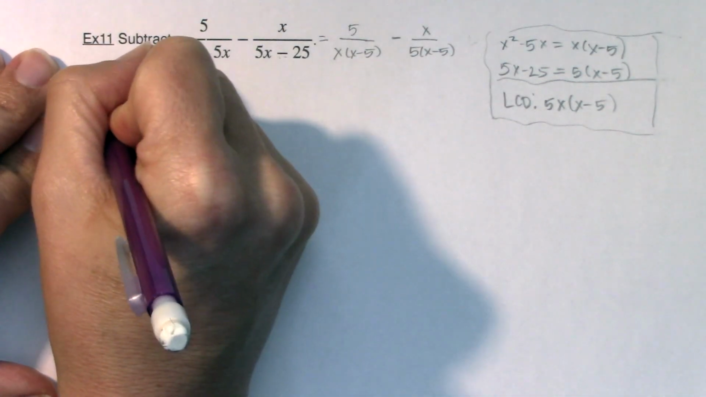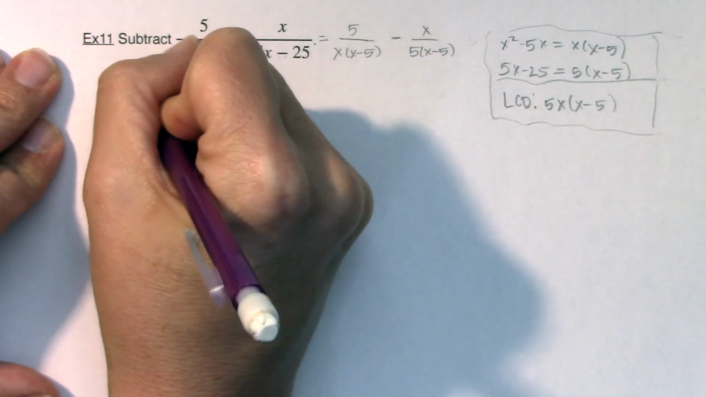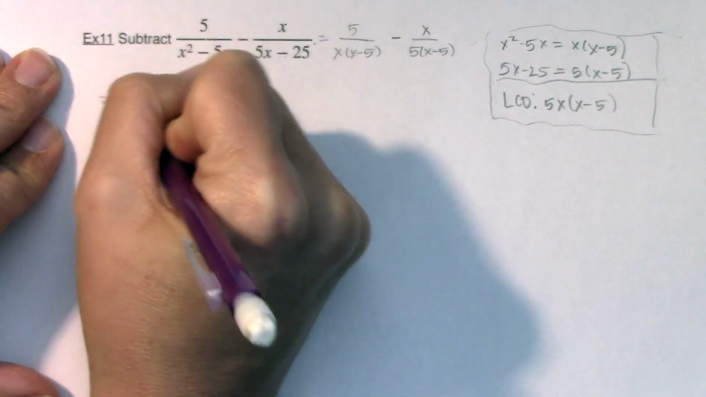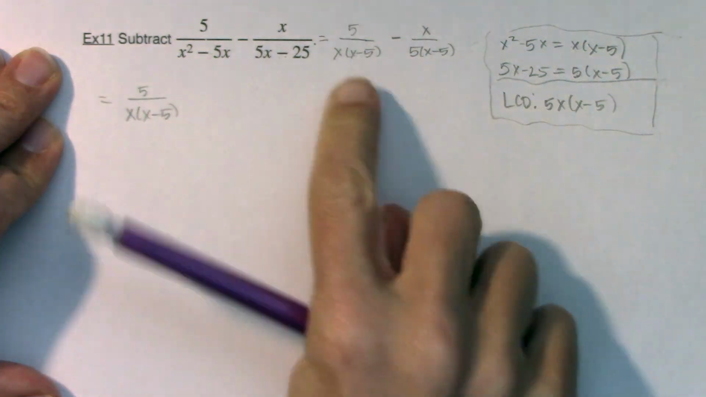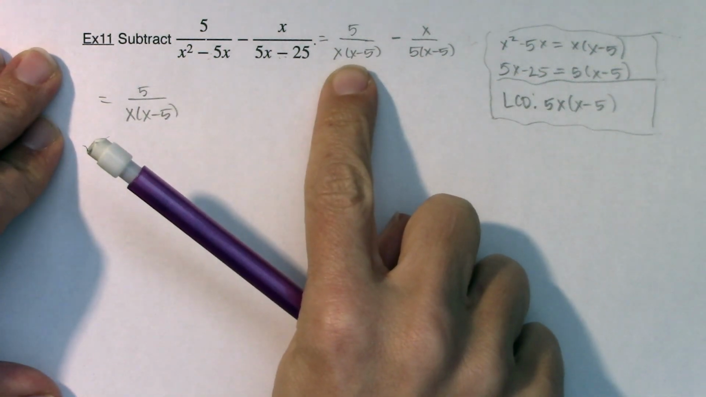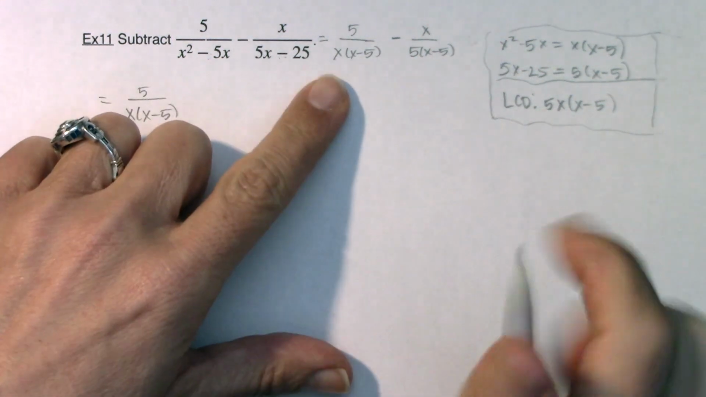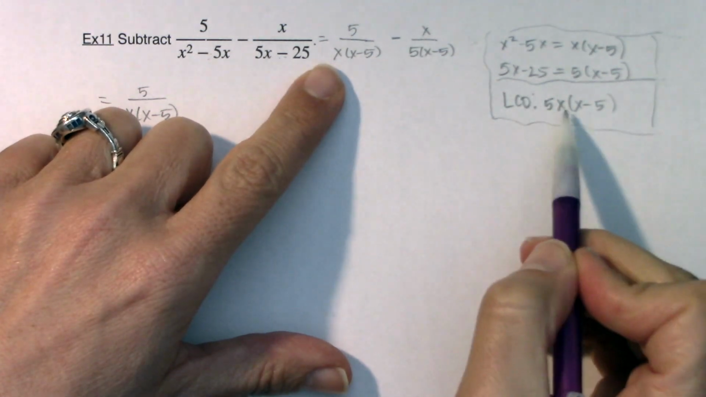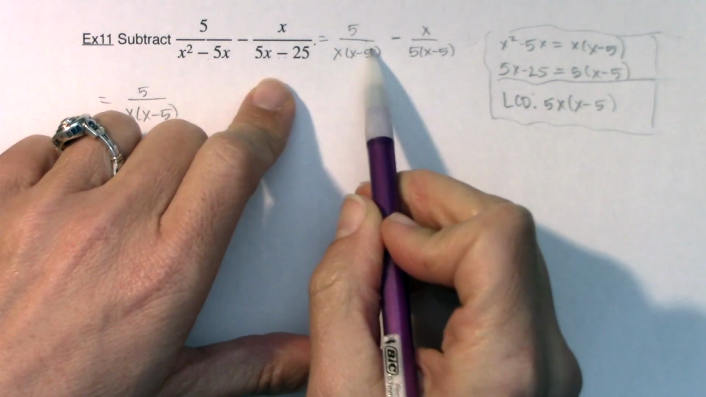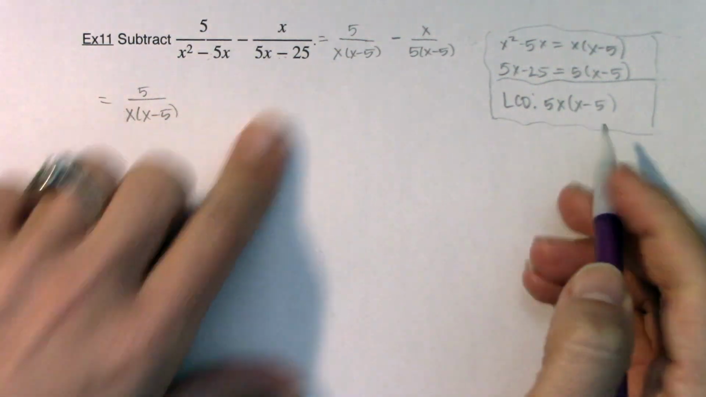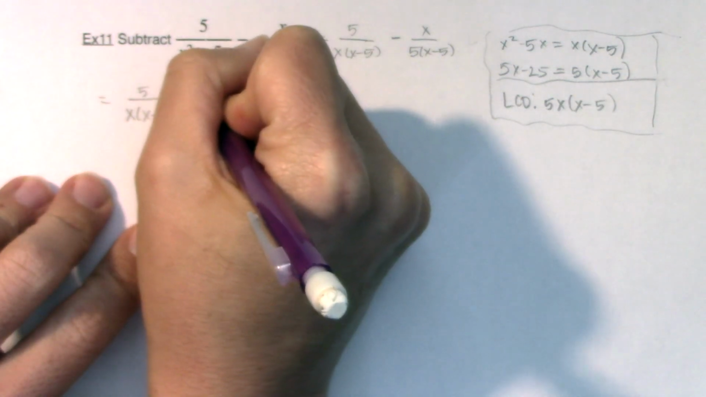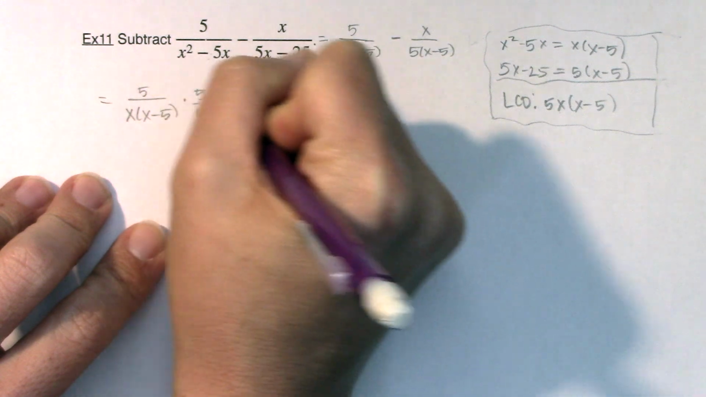All right, so let's see what we got here. I'm going to start with my first fraction, 5 over x minus 5. Looking at this denominator compared to my LCD, I don't have the 5, I do have the x, I have the x minus 5. So if I compare this denominator to the LCD, it's missing the 5. So I'm going to multiply this fraction by 5 over 5.